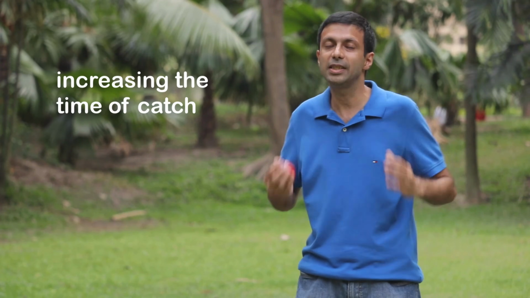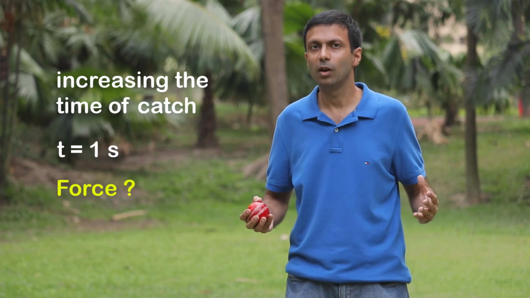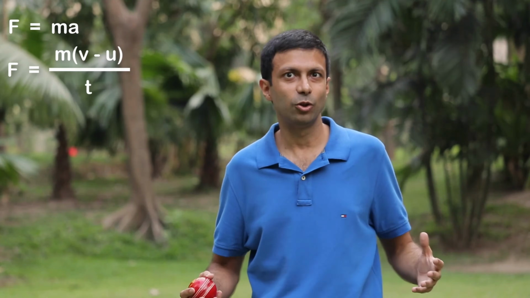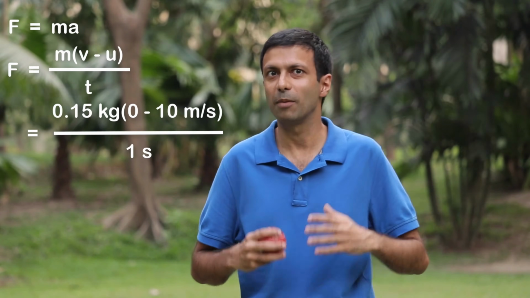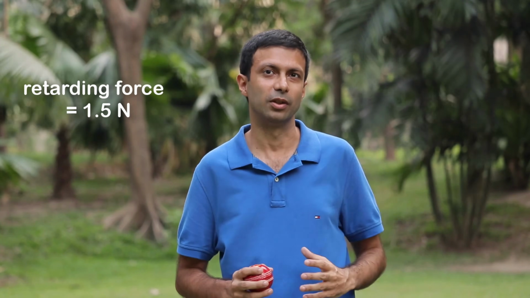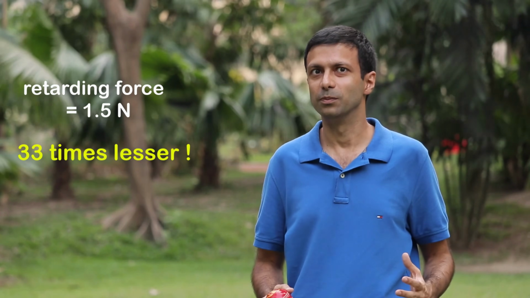As you can see, by moving my hand down, I'm increasing the time of the catch. Let's say the time here is 1 second. Other numbers remaining the same, what is the force now? Let's use the formula F equal to ma. Plugging in the values, we get the force of minus 1.5 Newton. So that's a retarding force of 1.5 Newton. It's 33 times lesser than the previous value.